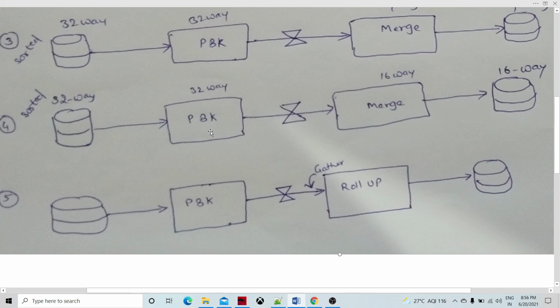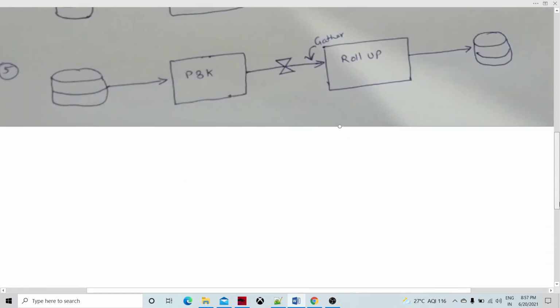So we call a partition by key component running at a higher degree of parallelism, and then an all-to-all flow, and then a departitioning component, the merge component, having the degree of parallelism of the target layout, right? Target degree of parallelism, right? We use merge because, although it's relatively low performance, it is going to respect the order of the records. These kind of scenarios, right?